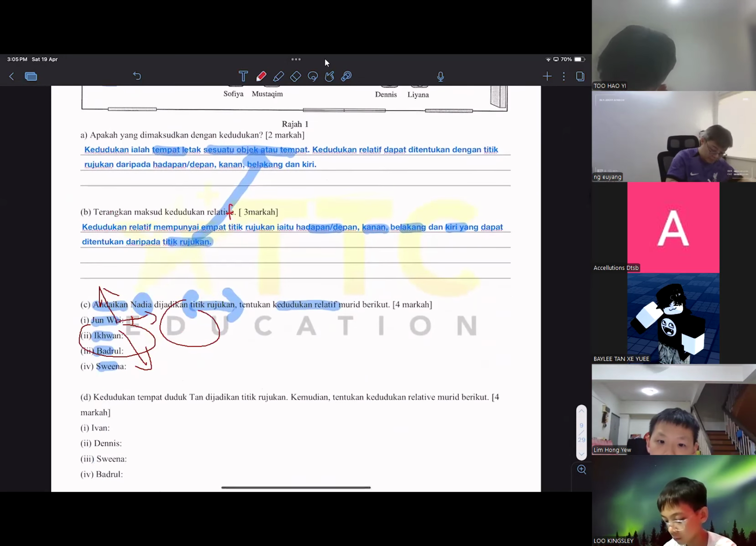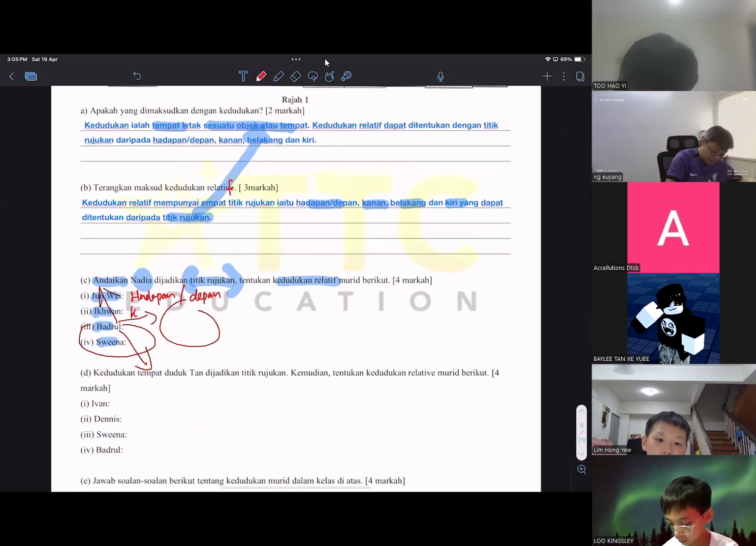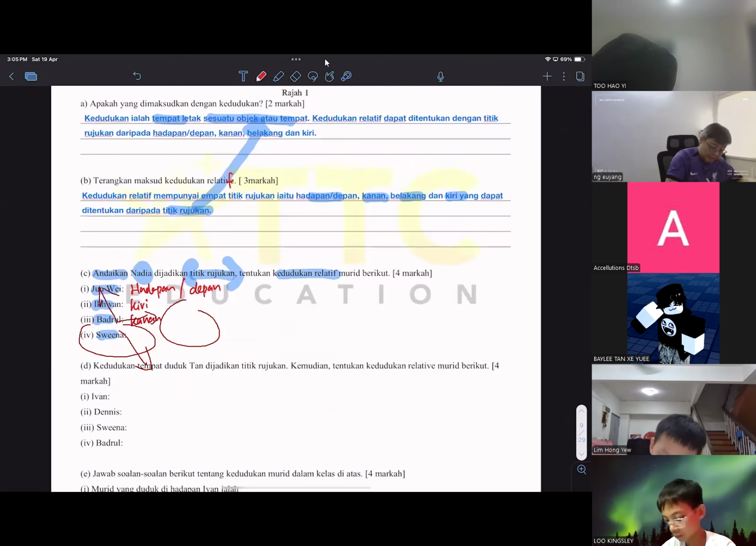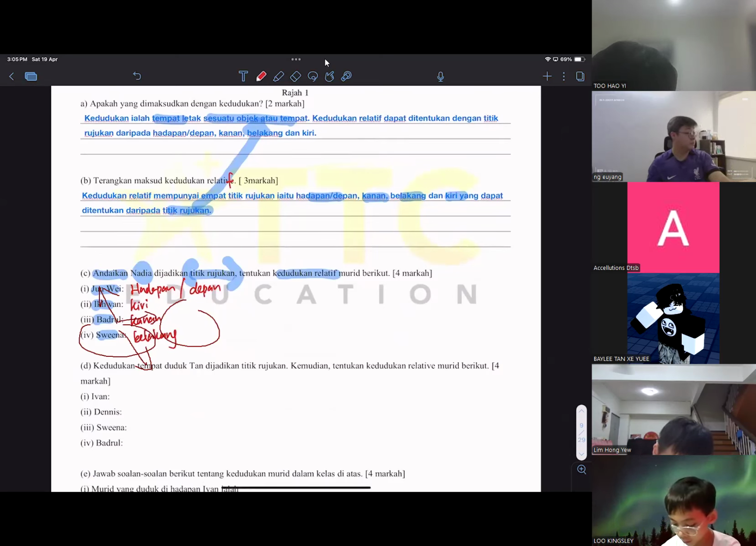So kedudukan Junwei is hadapan, slash depan. So for Ikwan is kiri. For Badu is kanan. And then Swina is belakang. Simple, right?